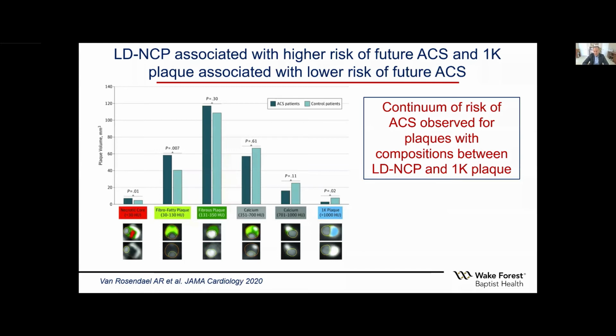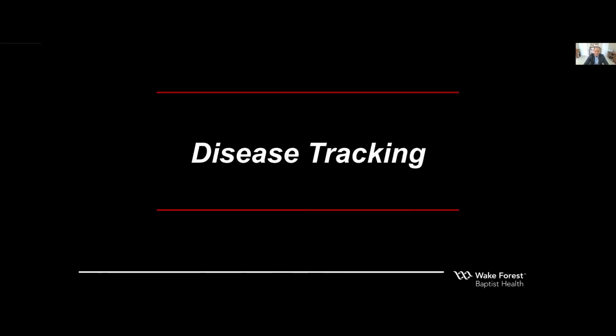And what we've learned in recent years is that, in fact, there's a continuum of risk of MI observed for plaques between compositions on the left, low density non-calcified plaque, and on the right, the 1K plaque. So on the far left, the low density non-calcified plaque and the napkin ring sign plaques, those are associated with much higher risk for future ACS. And on the right, the plaques with a dense calcification, so-called 1K plaque, are inversely associated with risk. So these things need to be taken into account. It's not only the plaque volume that matters.